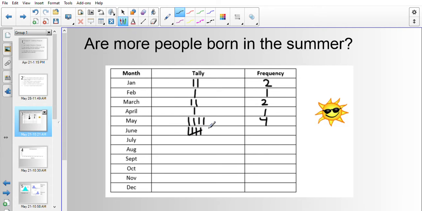Including my wife. Her birthday's coming up very soon. Don't let me forget. There were 6 people born.